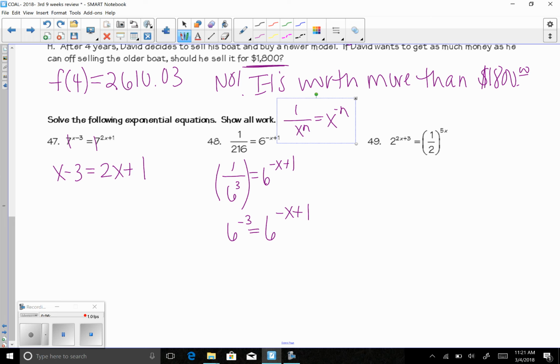Well, now I've got it. It looks like 47. I drop the bases, and I set the exponents equal, and then you're going to use inverse operations to solve for x. 47 and 48, hopefully you can keep doing on your own.